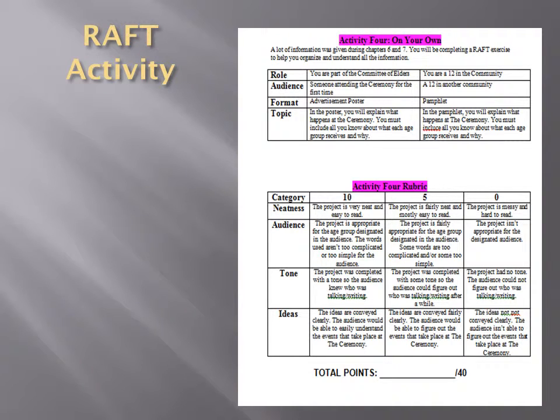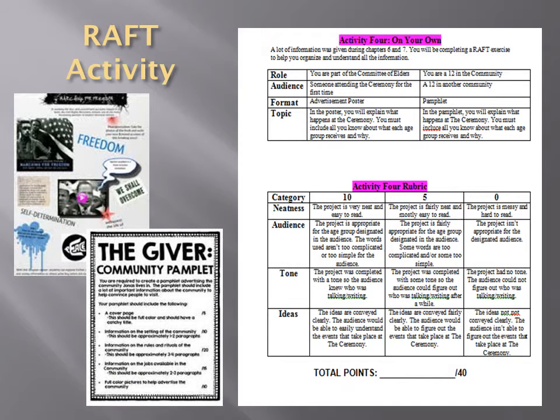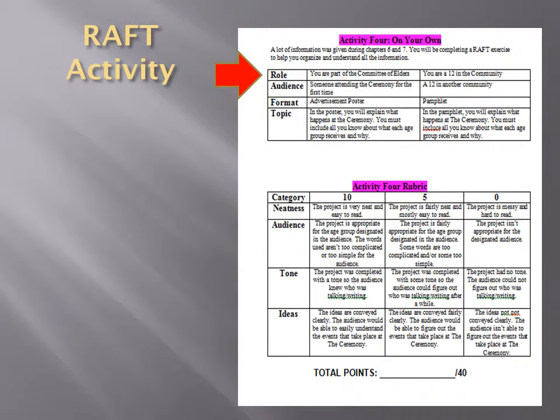As an individual project, students will then be asked to develop either a poster or a pamphlet to advertise and explain the methods of selection that the Society uses in The Giver. Students will have to determine their role for selling their idea, they'll also have to determine their audience who would be reading their publication. And lastly, the students would have to determine the format they will use for their delivery.